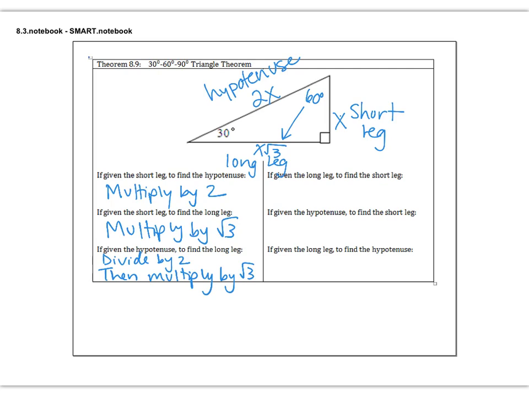If you're given the long leg, how do you work backwards and get the short leg? Well, working backwards, you're going to have to divide.